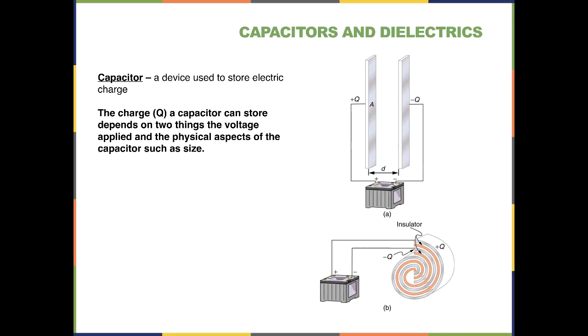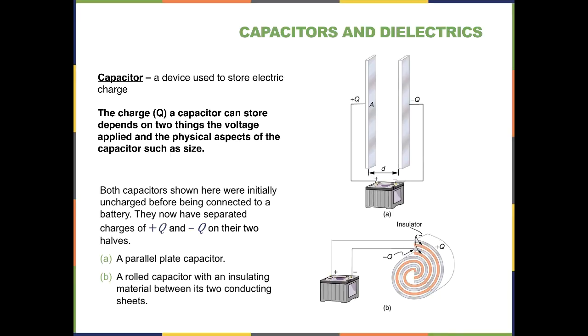The charge of a capacitor is stored based on two factors. One is the amount of voltage that is applied, and the other is the physical characteristics of the capacitor, such as what the capacitor is made of, how large it is, the distance between the plates, etc.